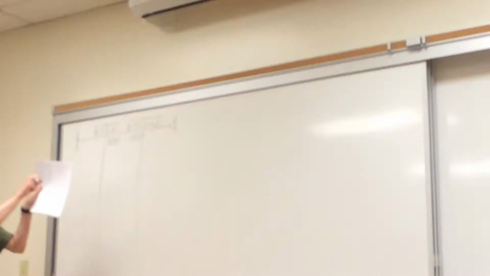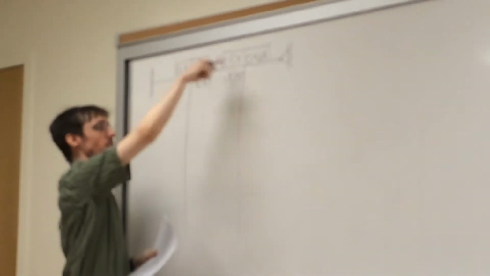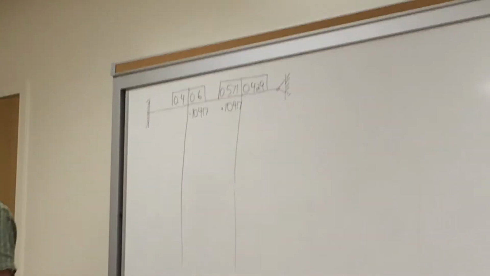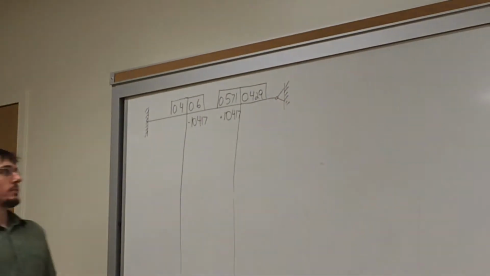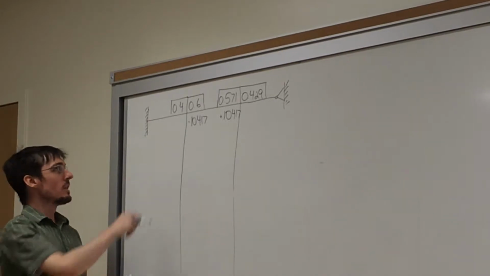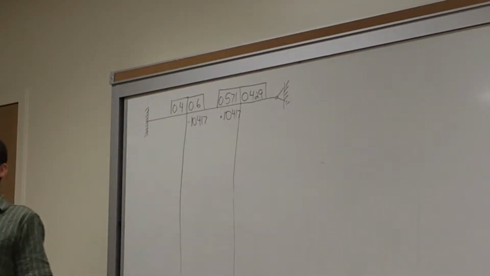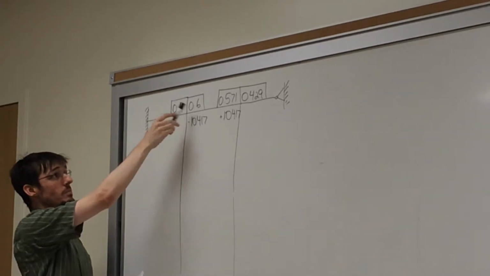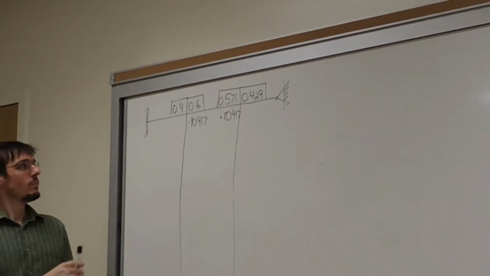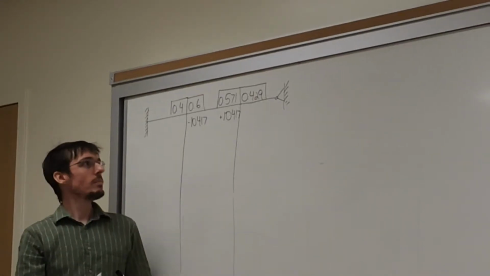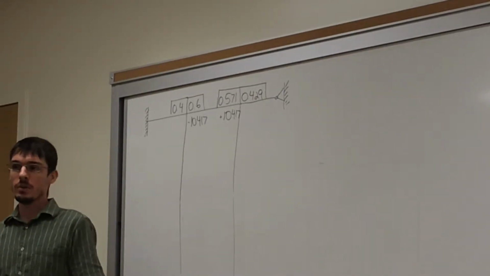So the way you set up moment distribution is I just took this frame and pulled off the column so that everything's horizontal now. And then I write the distribution factors above each of those members. So for the left-hand side of this frame, 40% of that moment will go into the column and 60% will go into the beam. And on the other one, 0.57 will go into the beam and 0.43 will go into the column.